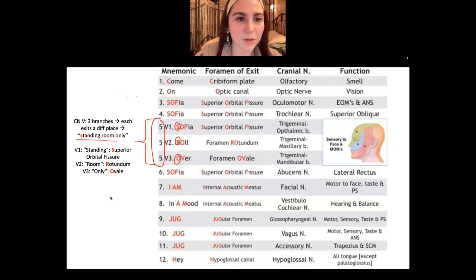And straight up, sometimes it'll just be a question like, where does cranial nerve 7, the facial nerve, exit the skull? The internal acoustic meatus, done. Okay, so just put this in here. There are a lot of mnemonics with neuro.